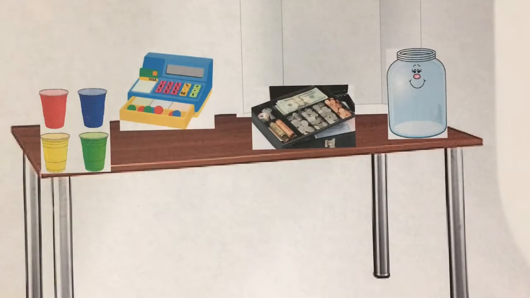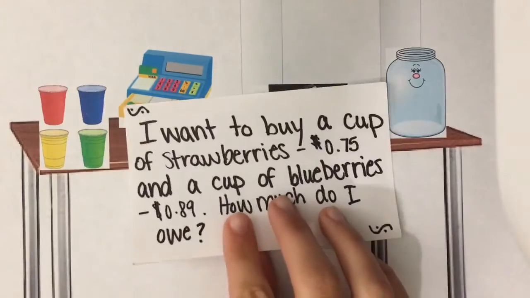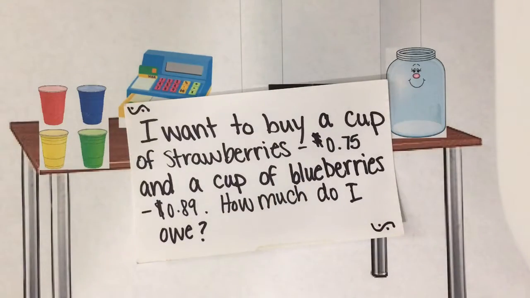Each card has a mathematical equation on it with either addition, subtraction, multiplication, or division problems that satisfy the TEKS. For example, one card might read, I want to buy a cup of strawberries, which are 75 cents, and a cup of blueberries that are 89 cents. How much do I owe the cashier?